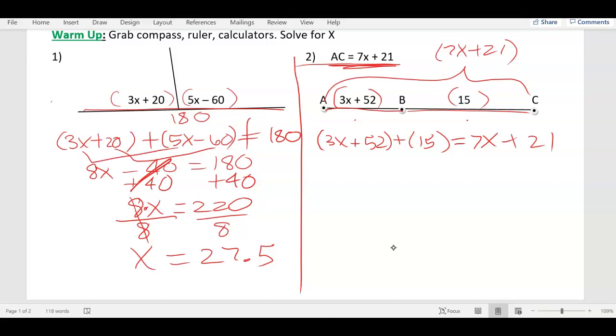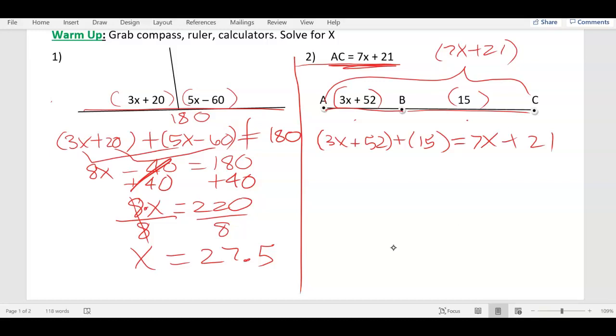Now, don't draw this, but the only time we didn't do part plus part equals whole was when we had these vertical angles. Those, you just set them equal, okay? But for today, for this warm up, I don't see vertical angles. I'm doing part plus part equals whole.